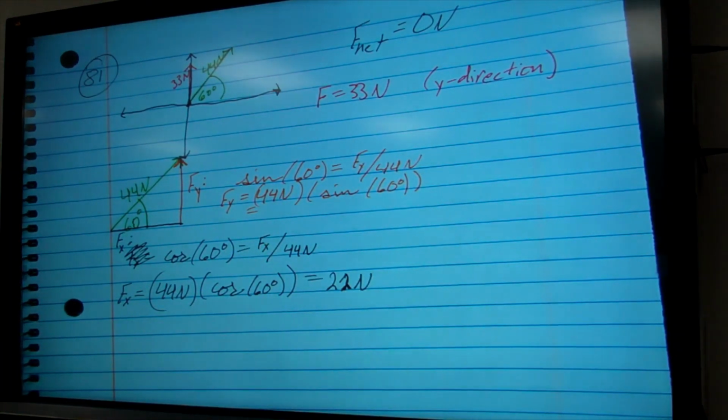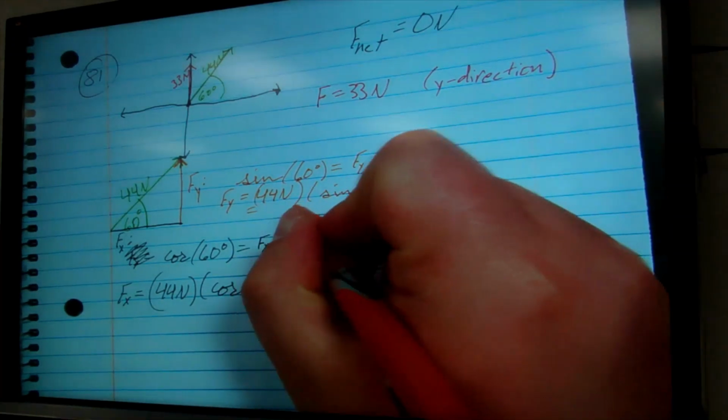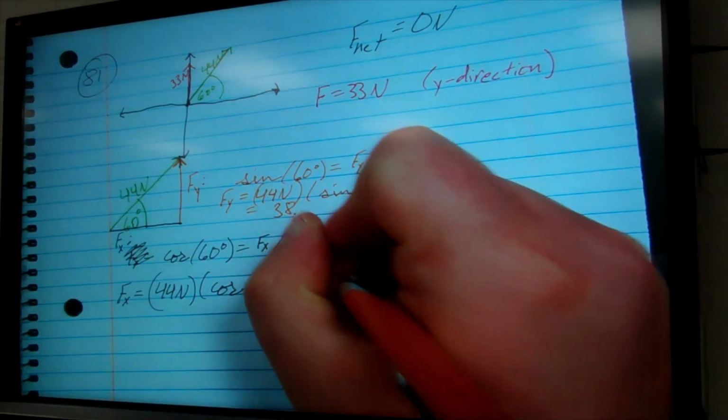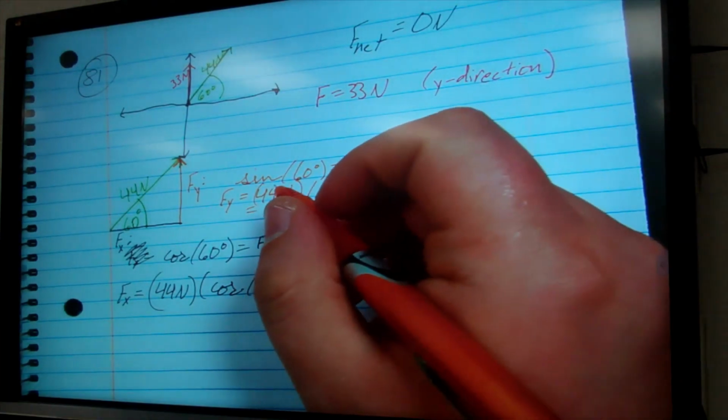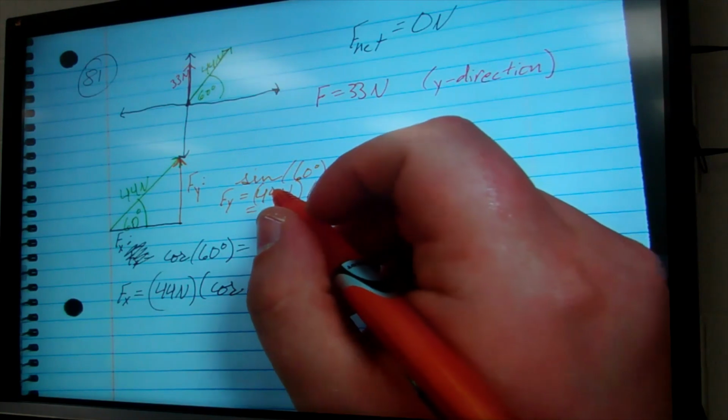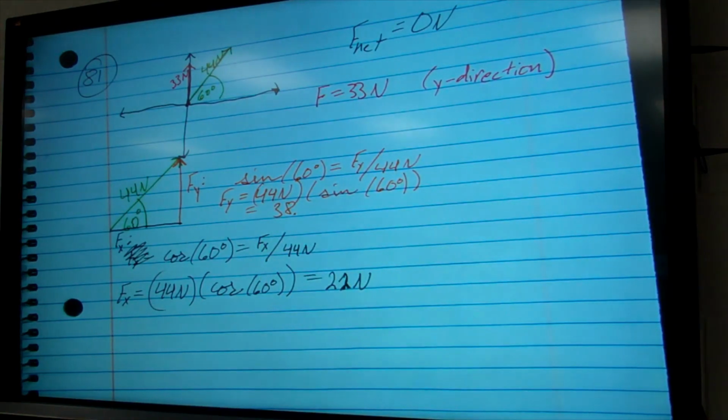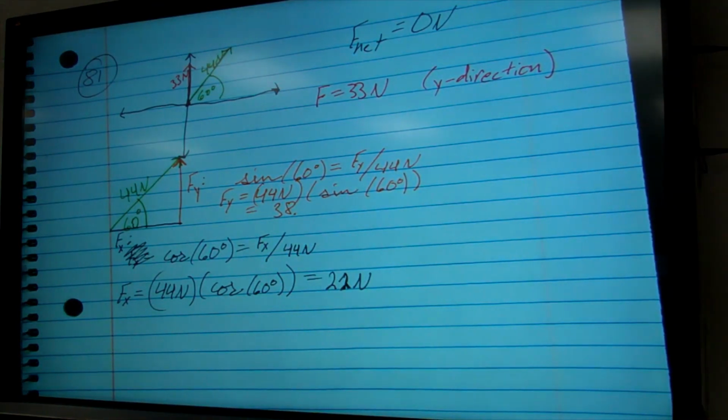Well, I did something wrong. Can I just use the Pythagorean theorem at that point? You could, but I don't like to because then you're using stuff that you've calculated. I like to use as few numbers that had to be calculated as possible.